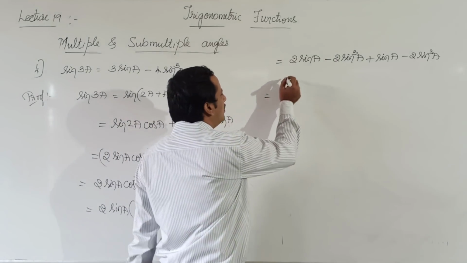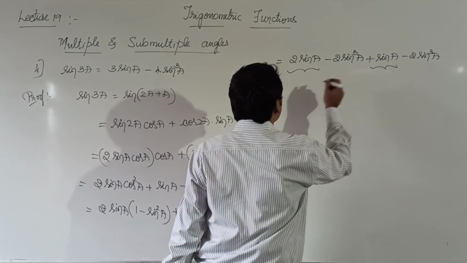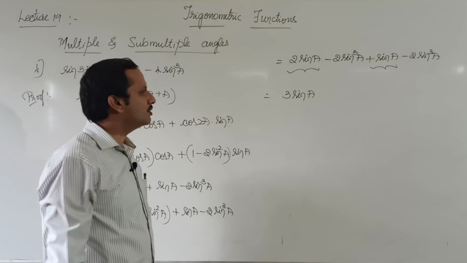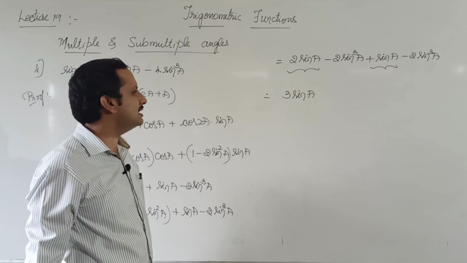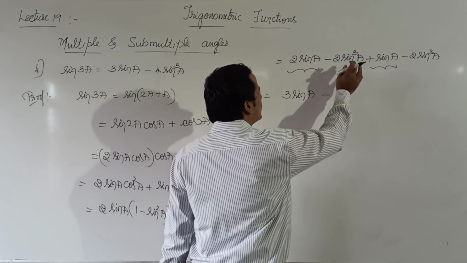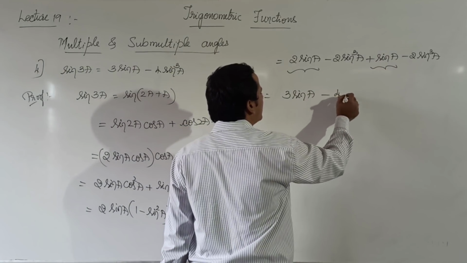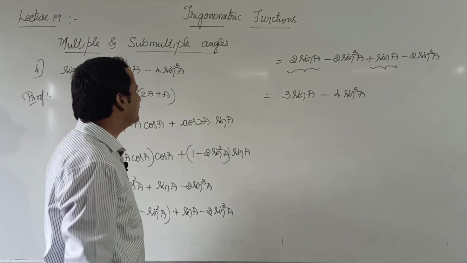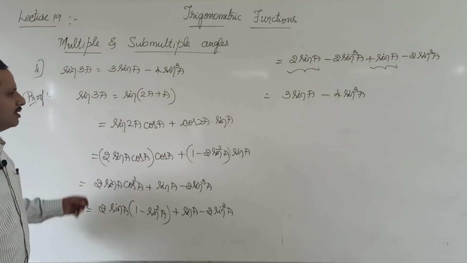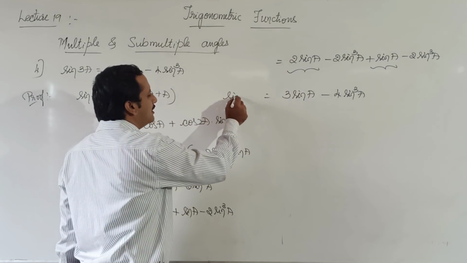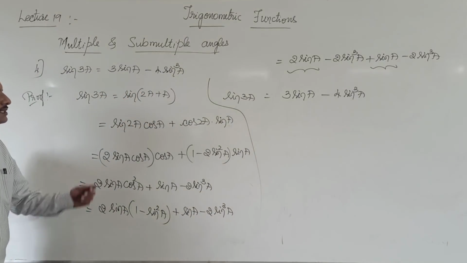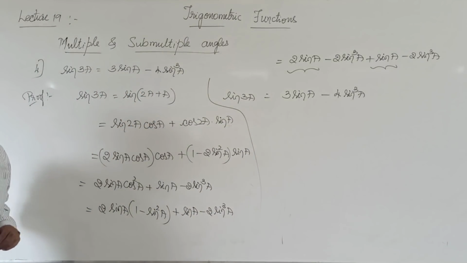Now look here, 2 sin a plus sin a, that is 3 sin a, minus 2 sin cube a minus 2 sin cube a, that will be minus 4 sin cube a. Okay. So we have the formula sin 3a is equal to 3 sin a minus 4 sin cube a.